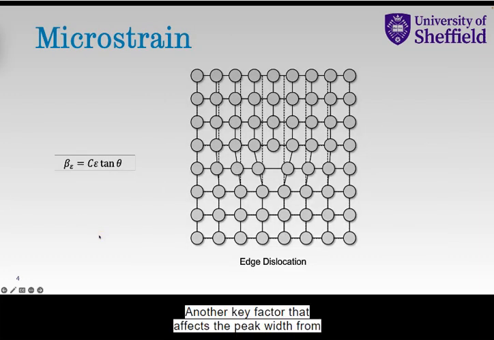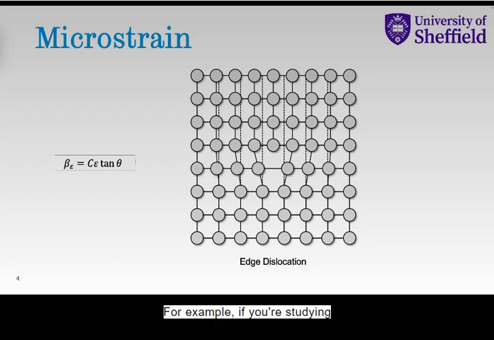Another key factor that affects the peak widths from the sample is the microstrain within the system. So depending on the crystal that you're studying, this may or may not be important. For example, if you're studying metallic systems, the microstrain, the dislocation density within the material, is going to be very important. So we've got here a picture of dislocations within the material.